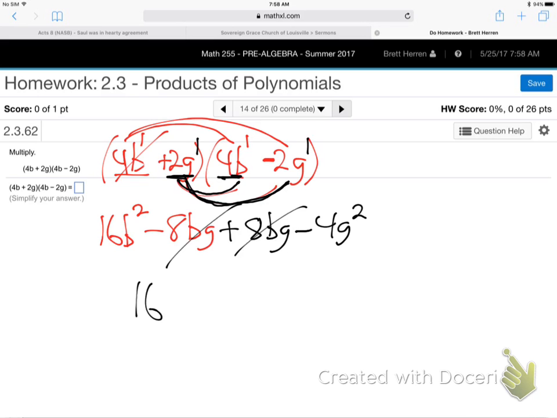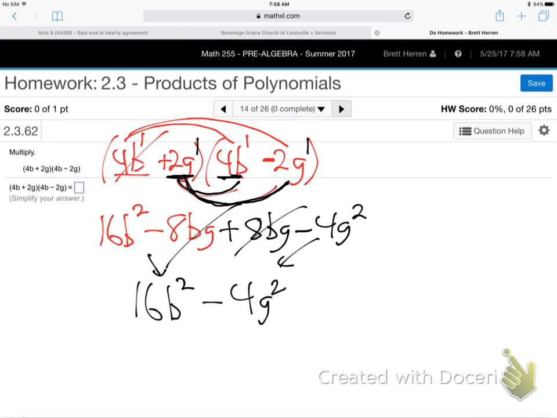So all we have then is 16b squared minus 4g squared. And we're done. Questions on that? How many got that? Did you get that one? Is that one good? Okay, about half, huh?